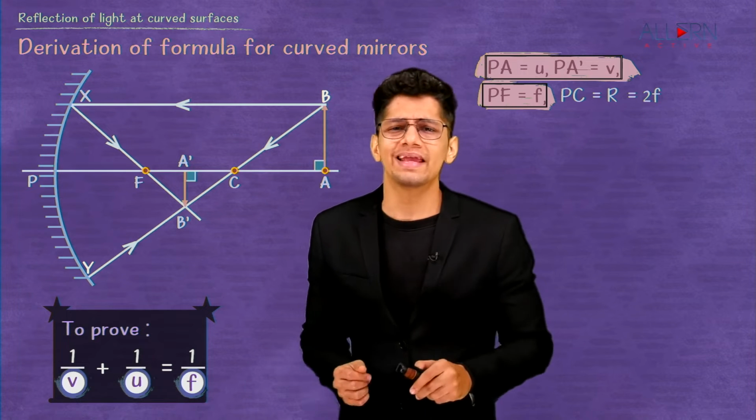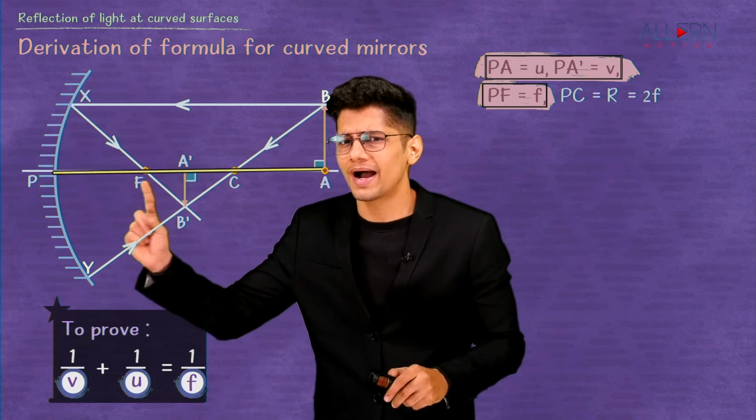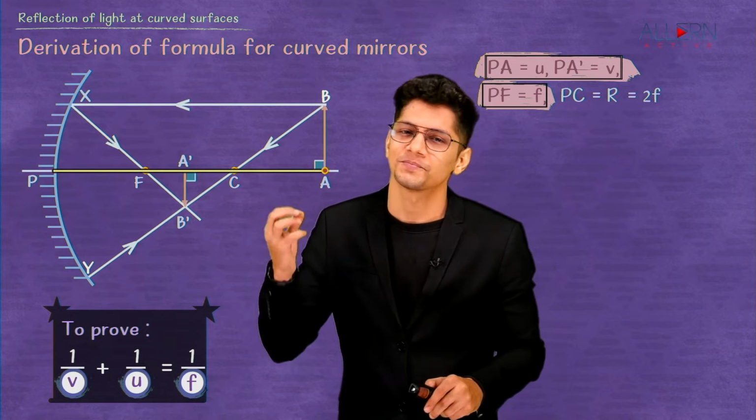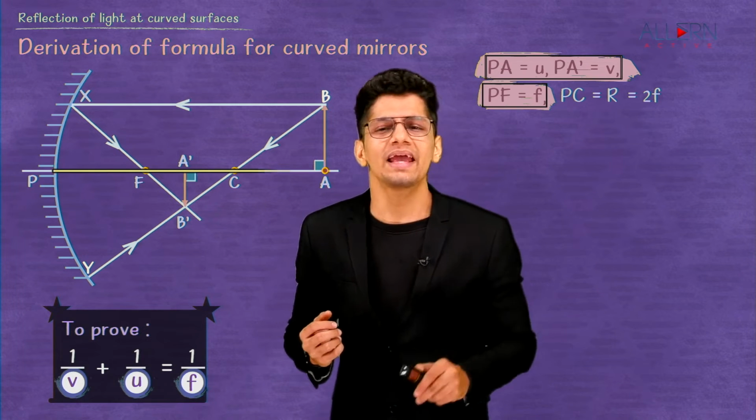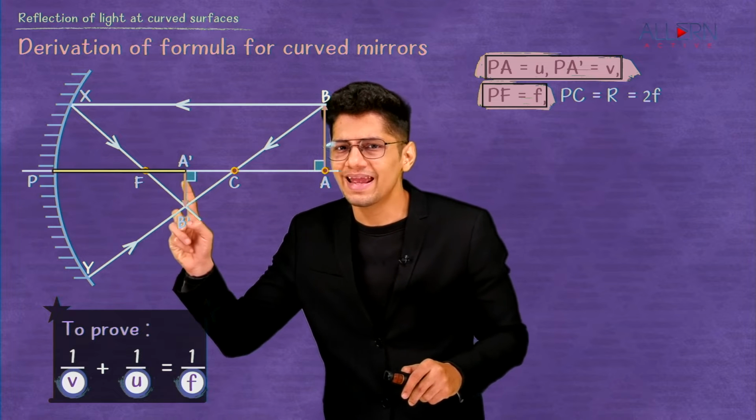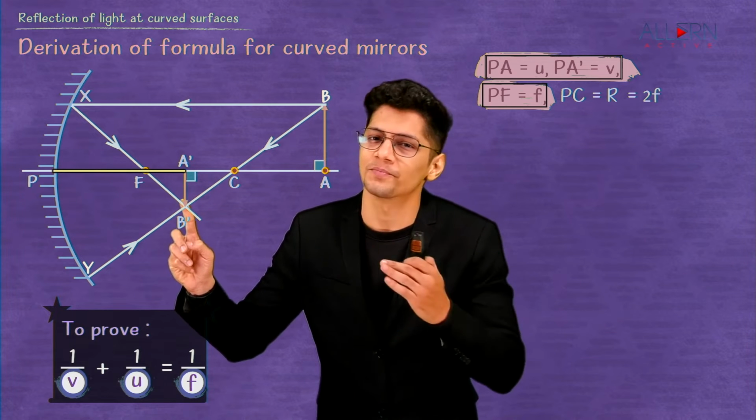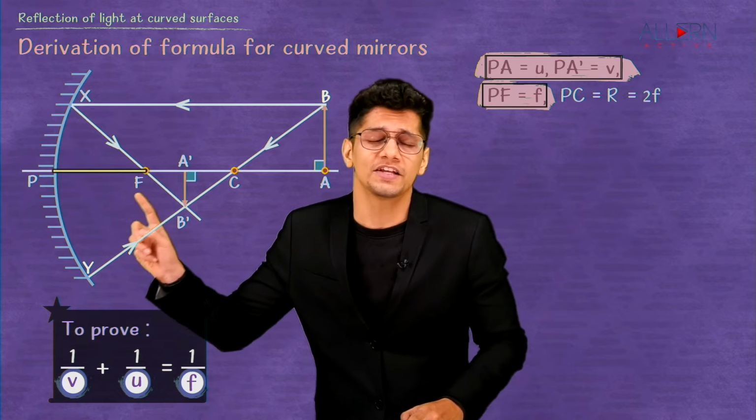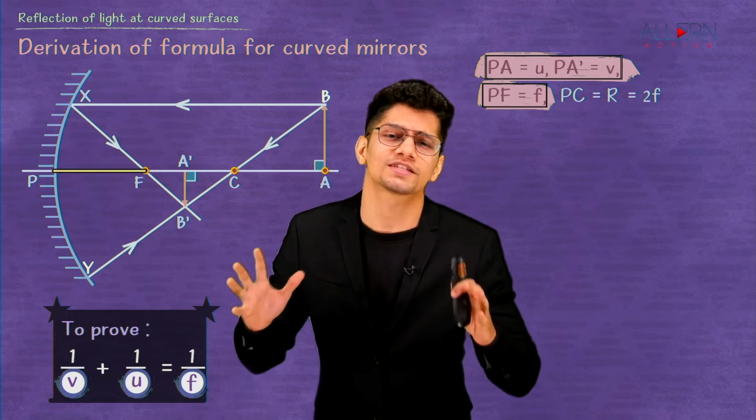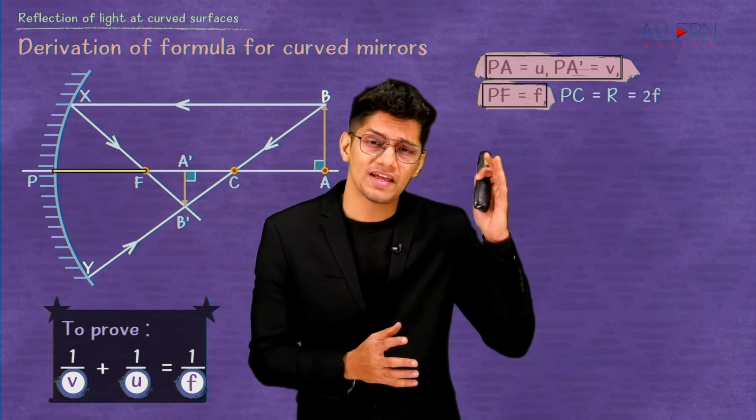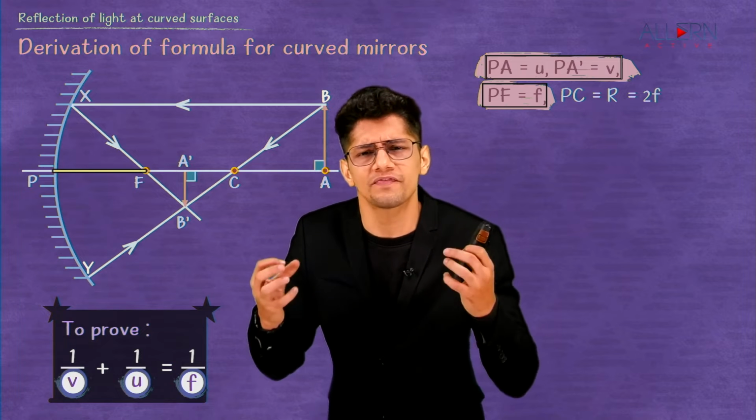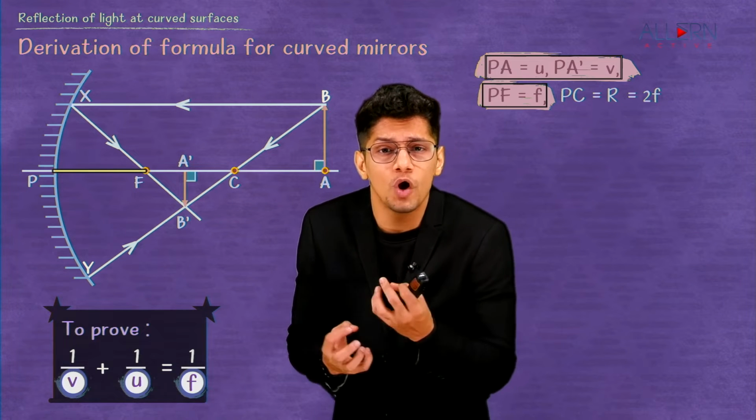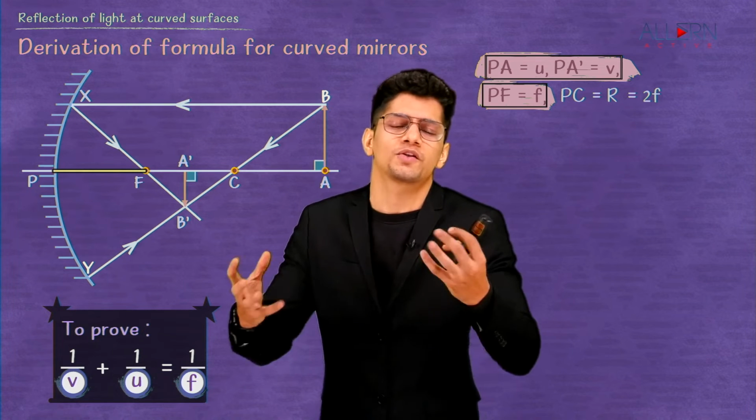The first one is PA. Is it forming a part of any triangle? No, right? Then we have PA dash. Is it forming a part of any triangle? No again. Then we have PF. Is it forming a part of any triangle? No, it's not. That means the terms that we have as of now are not forming a part of any triangle, so we have to use something related to the object which forms a part of a triangle.